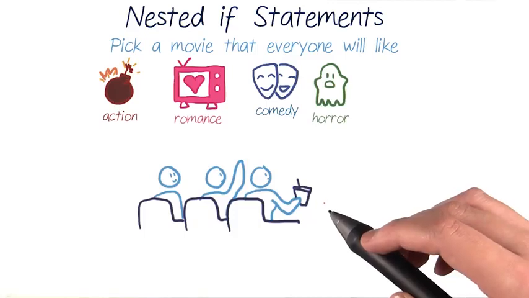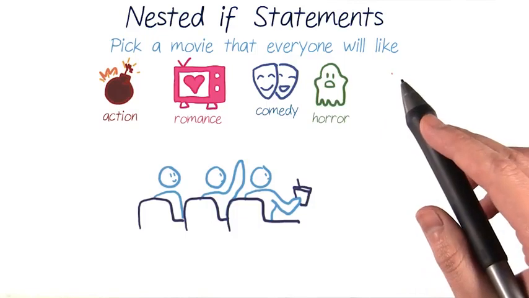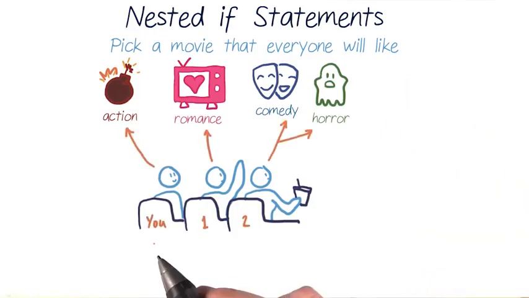Say you have a couple friends coming over to see a movie, and you're trying to write a program that will pick a movie that everyone will like. You only like action movies, but you know friend 1 only watches movies that have romance in them, and friend 2 only watches movies that have either comedy or horror.